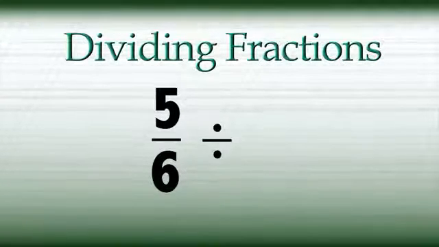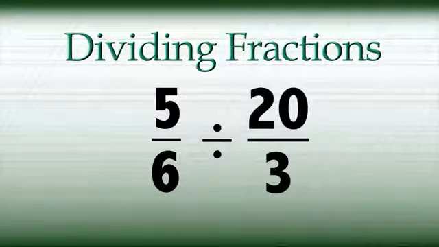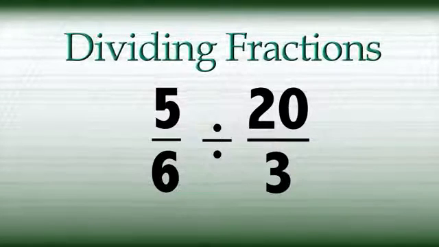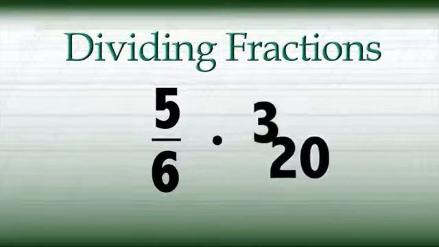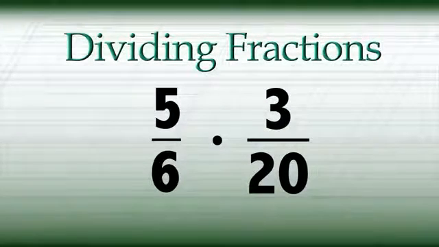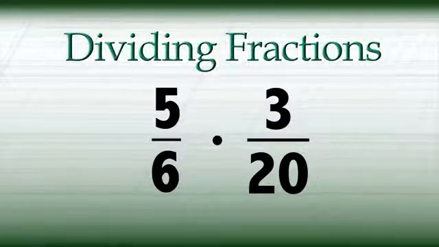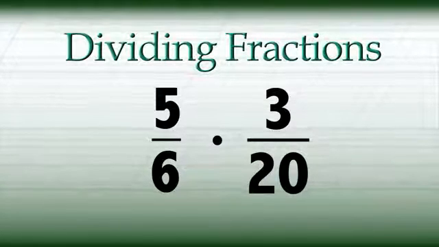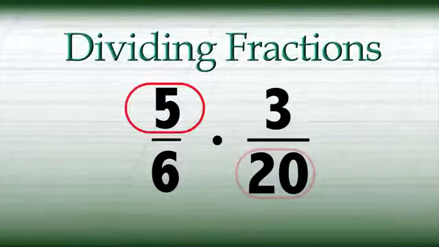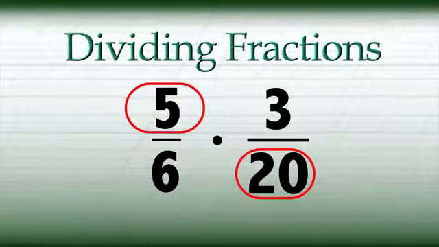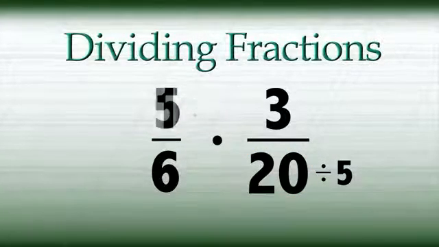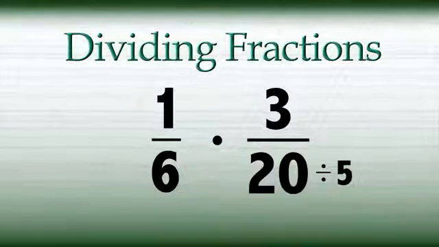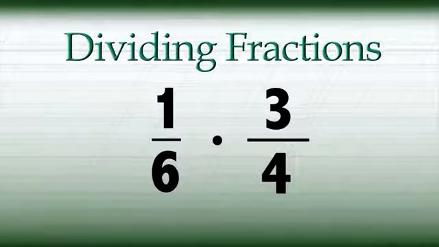5/6 divided by 20/3. First, we change the division to multiplication and flip the second fraction, giving us 5/6 times 3/20. Now, we can divide 5 and 20 by their GCF, which is 5. Dividing 5 by 5 gives us 1, and dividing 20 by 5 gives us 4.